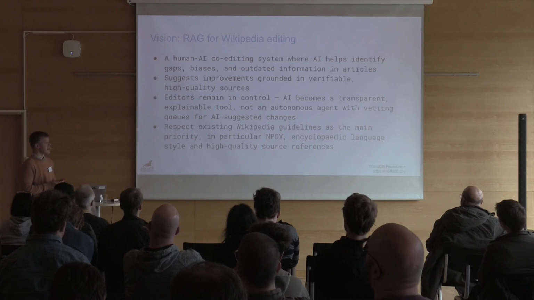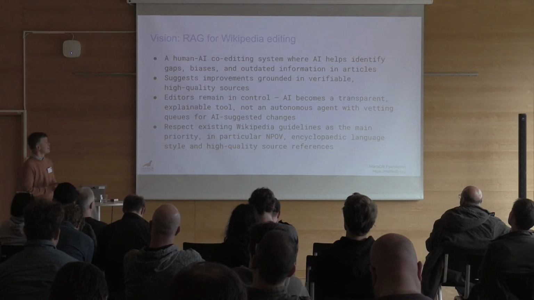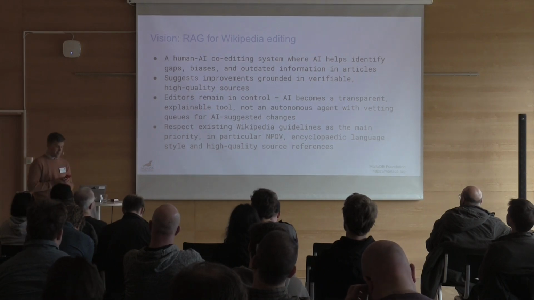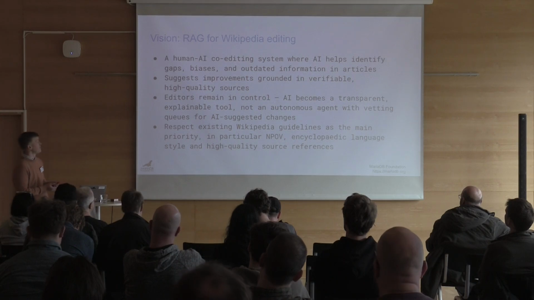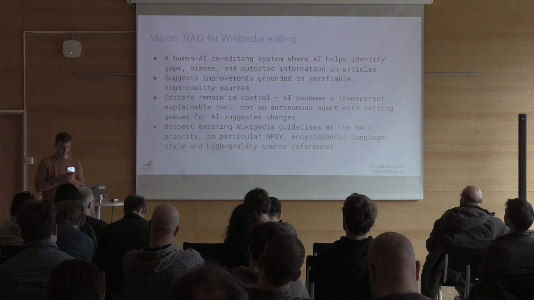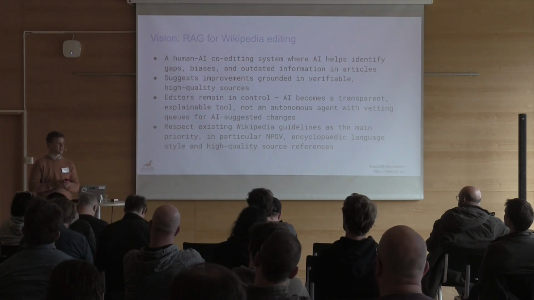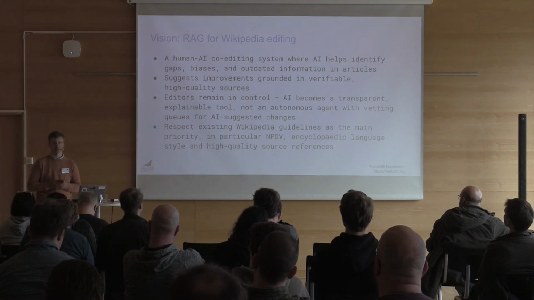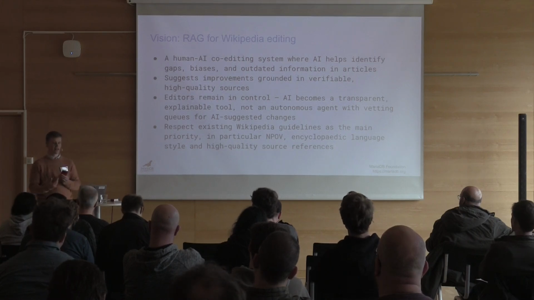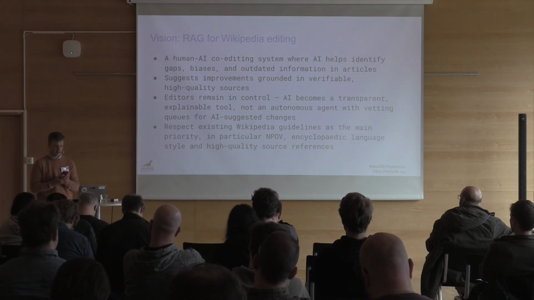So from there, now that I've given you some context, let me jump to the more visionary slide. So the idea for RAG, for Wikipedia editing, would be to have a human-AI co-editing system where AI identifies where there are gaps or things you can improve in a Wikipedia article and then suggests what could be improved in that article, but based on sources. So it has to be an external source to improve it.